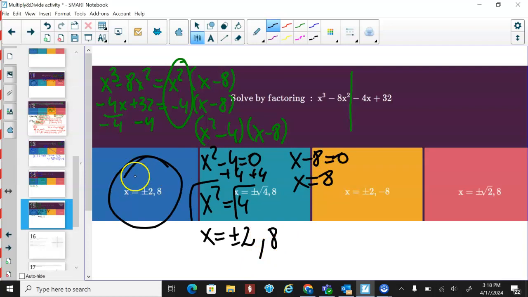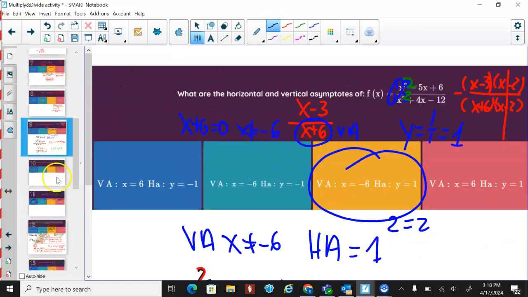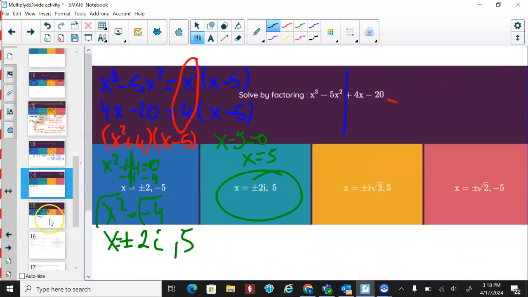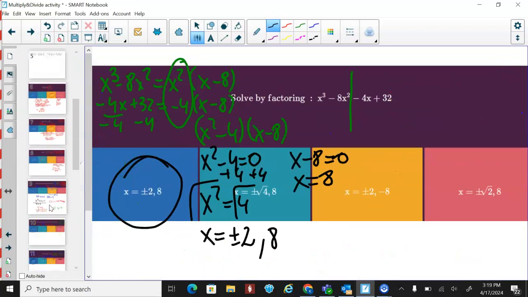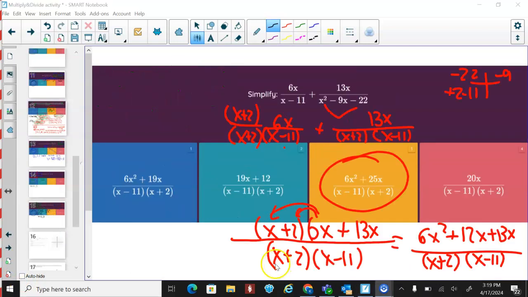All right? So these are all the answers, okay, to all the questions. 1, 2, 3, 4, 5, 6, 7, 8, 9. I might be missing one. Let me pause it and check. No, I got them all. All right.